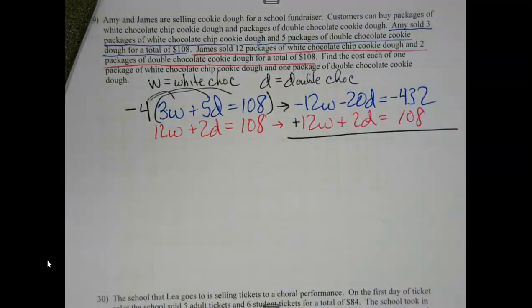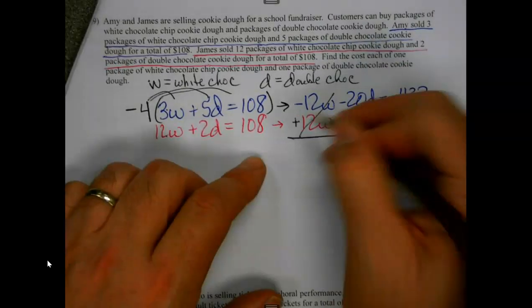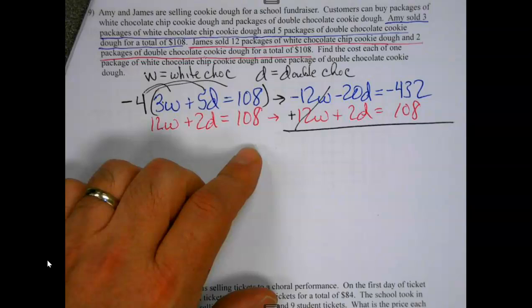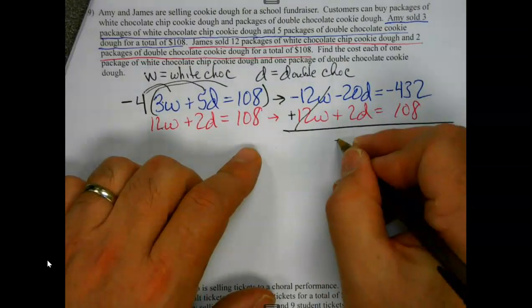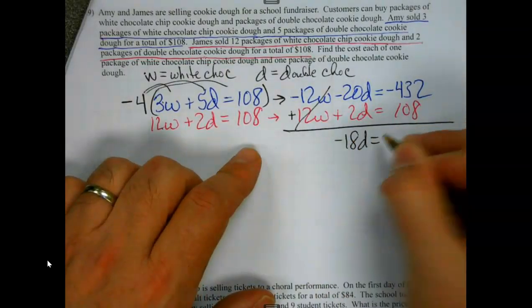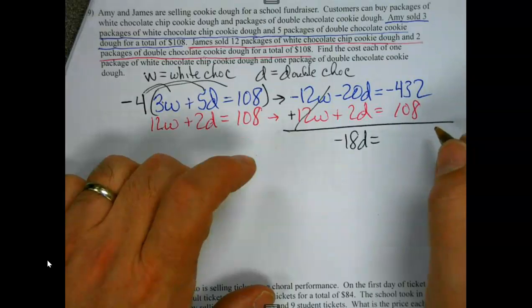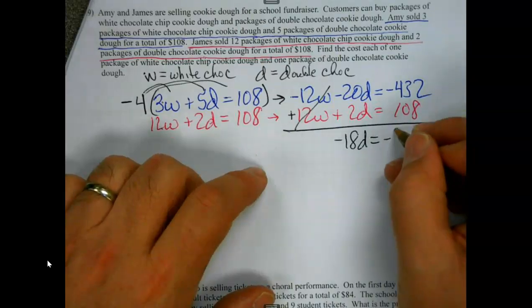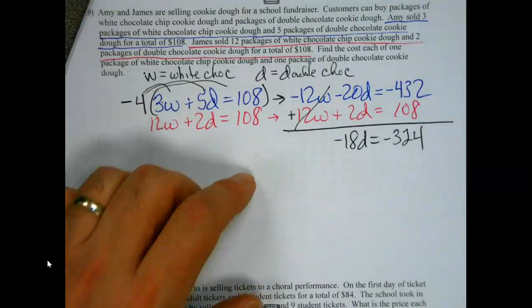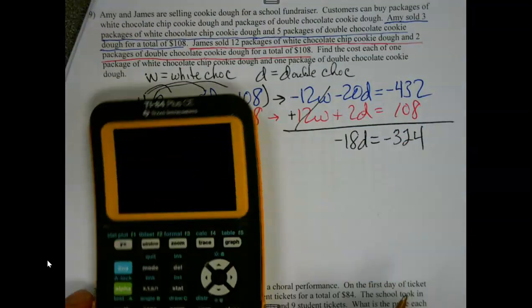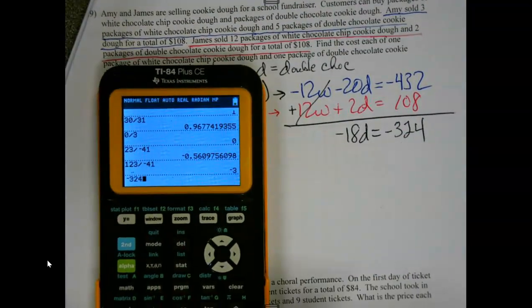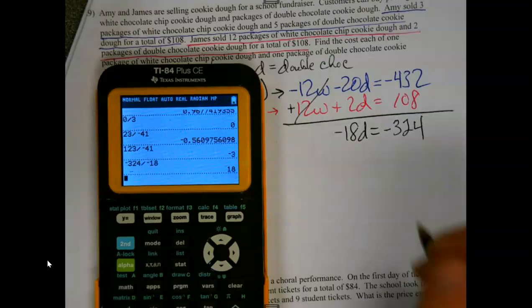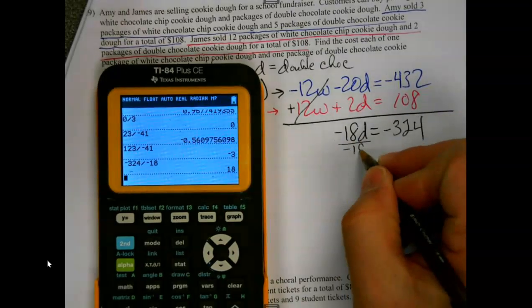Because now I can add straight down. So it's just like the other ones we were doing with elimination. We just had to get the equations first. So the W's cancel. Negative 20 plus 2 is negative 18. Negative 432 plus 108 is negative 324. Whew. I was nervous there for a minute.